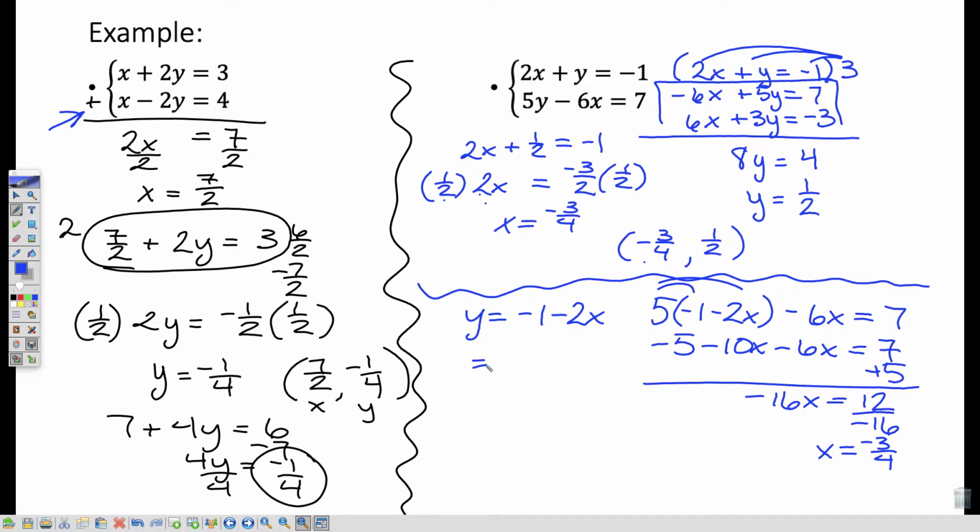On the board you have y equals -1, -2. Is that supposed to be a fraction? I just took this equation right here and subtracted over 2x. I solved this equation right here for y. Did everyone see how I did that? I just subtracted over 2x.